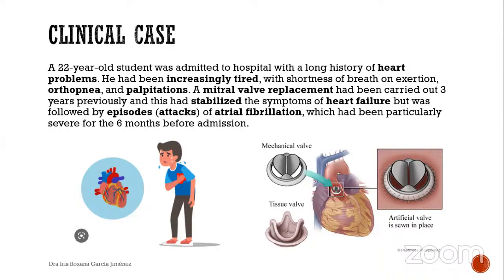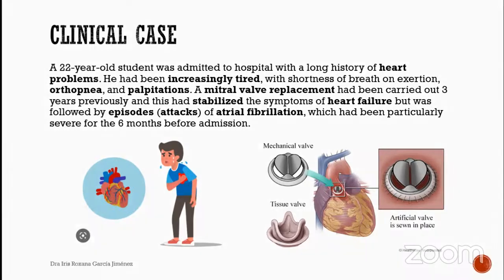of atrial fibrillation, which had been particularly severe for the 6 months before admission. So you can get it from the artificial replacement. In that situation, again, check the black and white.